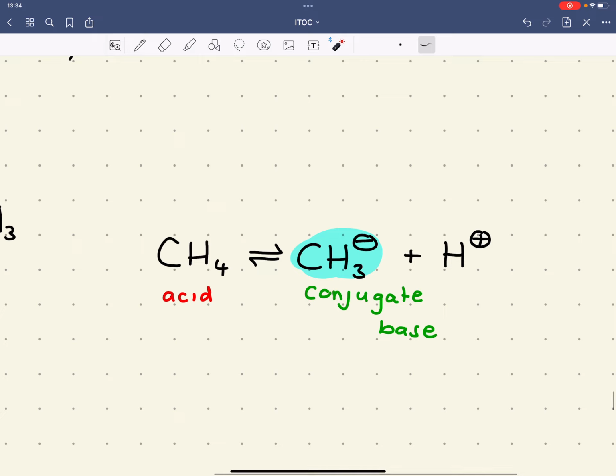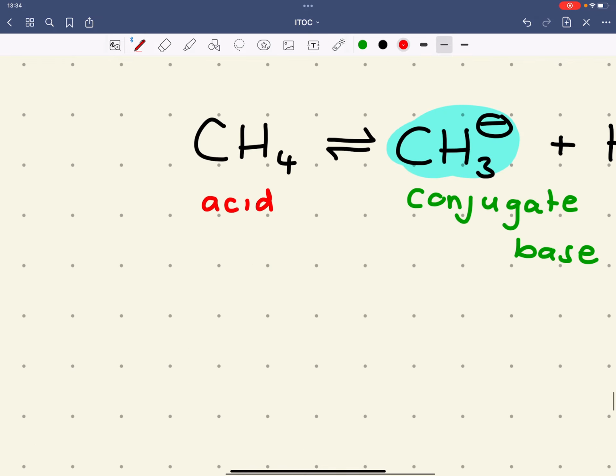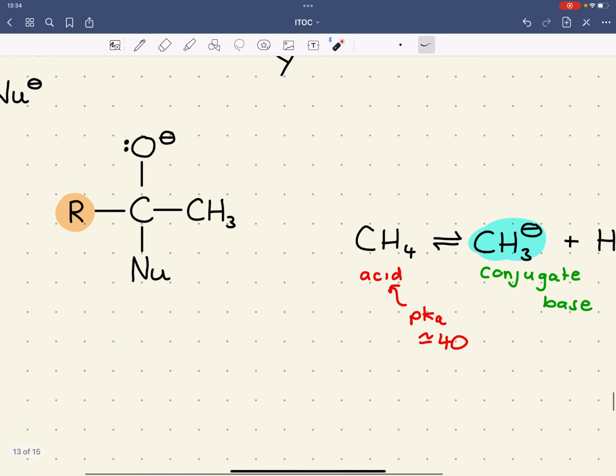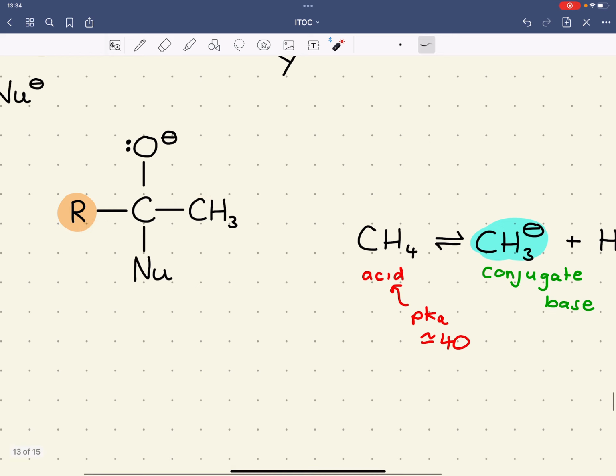So, for example, carboxylic acid pKa is about 4 or 5. The pKa of this is going to be very, very, very high. It's probably around 40, which is way too high for this to be a good leaving group. So you're not going to be able to kick out a CH3 minus. So this is not going to undergo a substitution. You're not going to be able to kick out a CH3 or an H minus. Therefore, this will undergo an addition reaction instead.